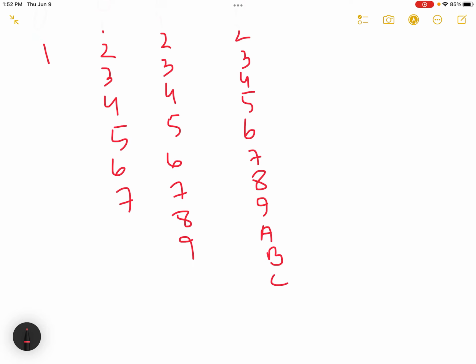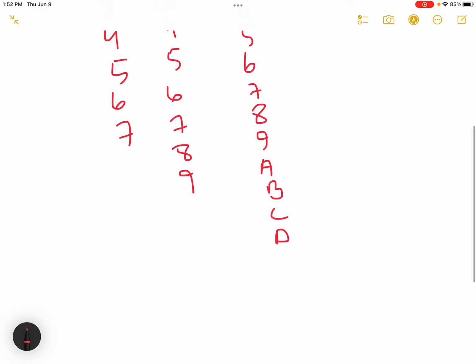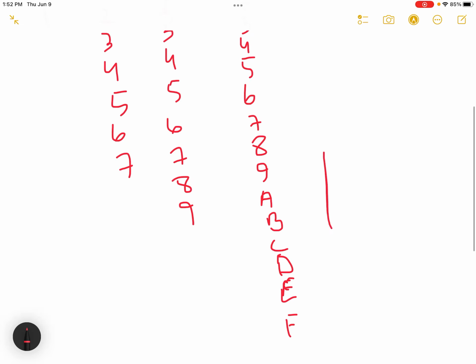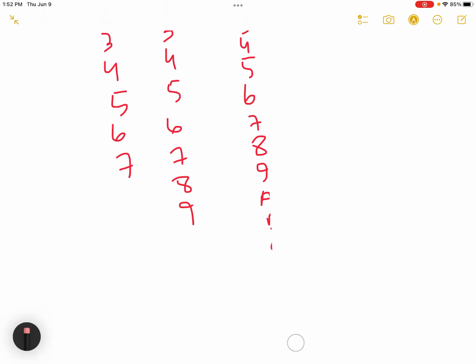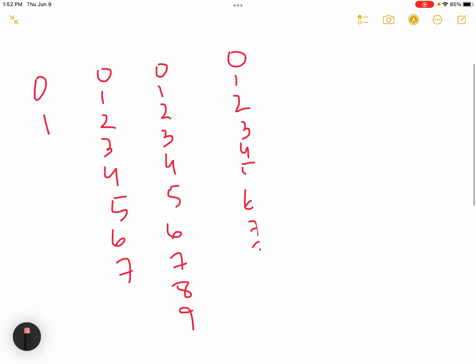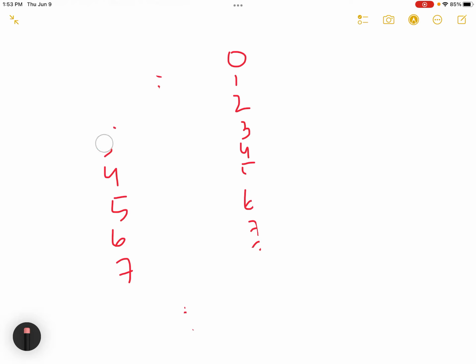12, they write C. Instead of 13, they have D. Instead of 14, my bad, my handwriting is really bad. So A, B, C, D, E, F. So this is the hexadecimal because it has 16 digits in its counting system. Now let's talk about the binary, how we increase the numbers.